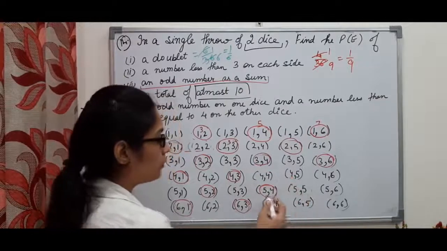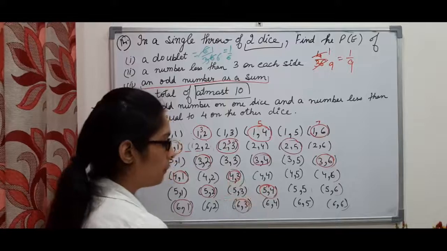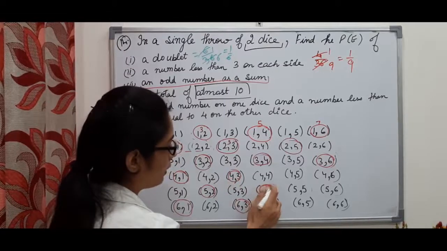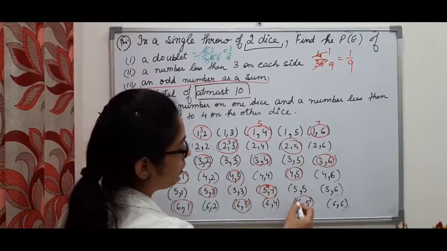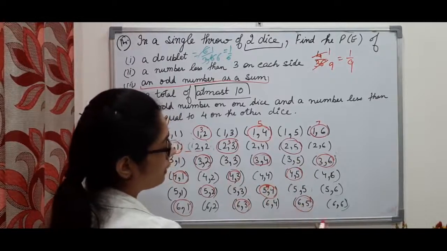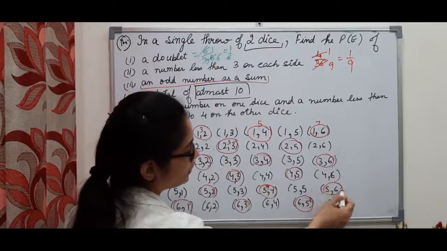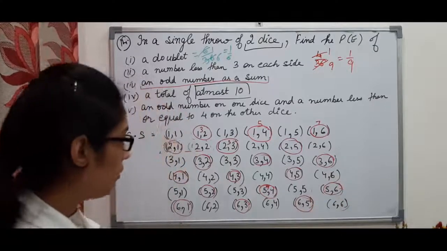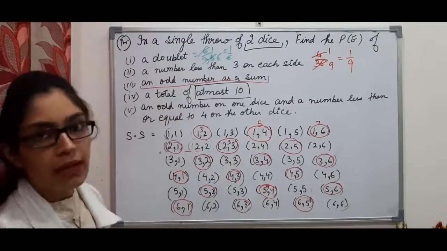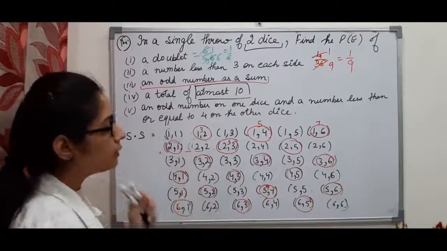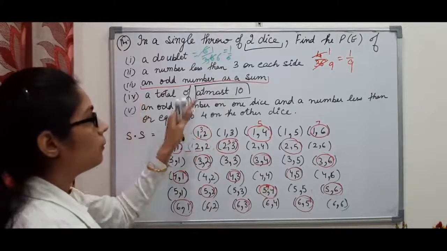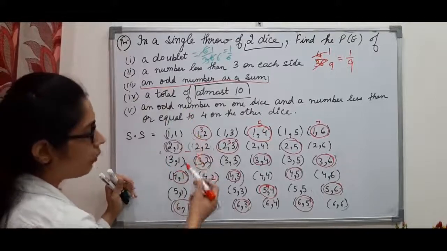Only odd numbers we are taking whose sum is an odd number. 5 plus 4 is 9. So in this, 4 plus 5, 9, we take, but 5 plus 5, 10 we will not take. 6 plus 5, 11. In this row, 6 plus 5 is 11. So all these numbers which are circled with red, if you see, on adding both the numbers I am getting an odd number. So I can count all the numbers now.